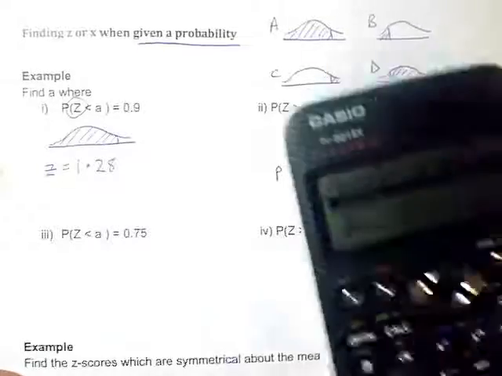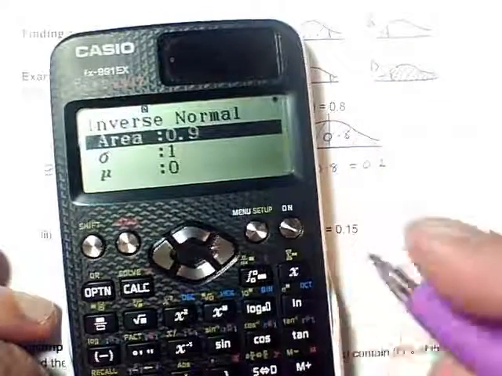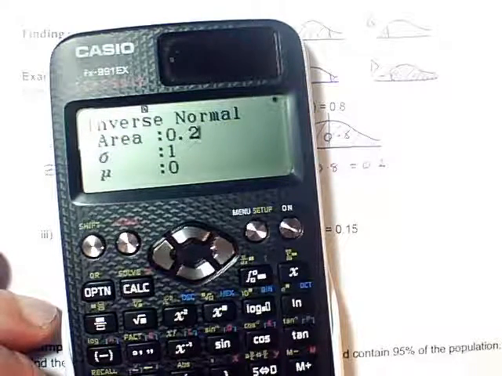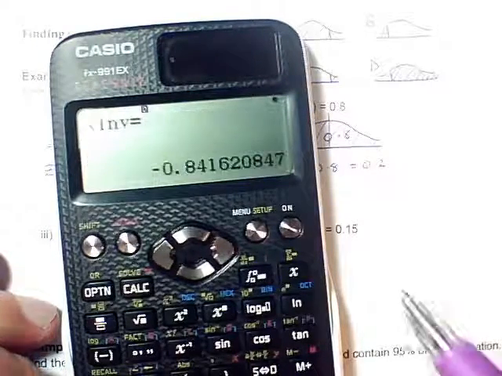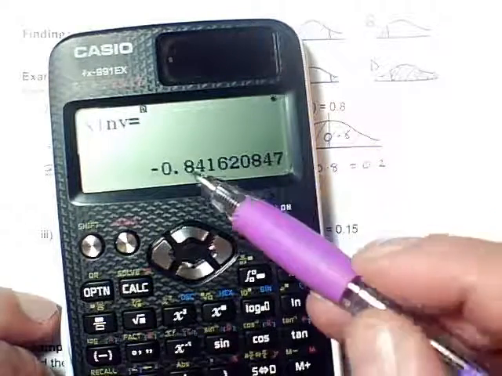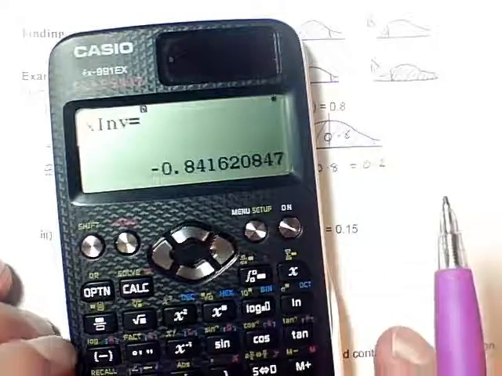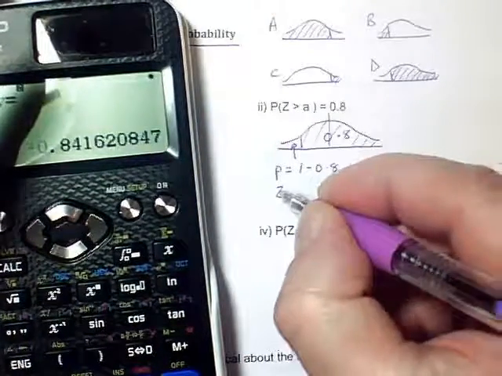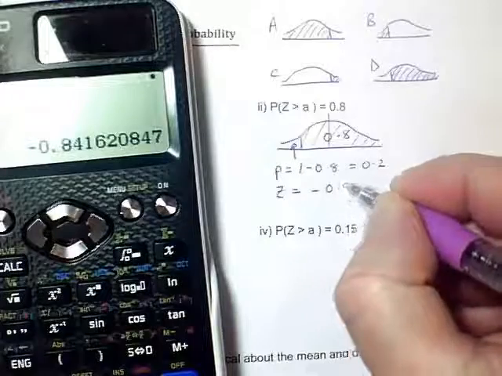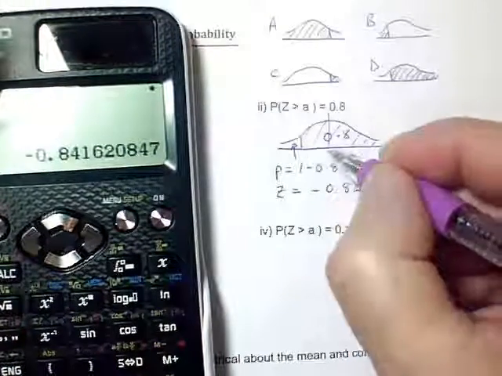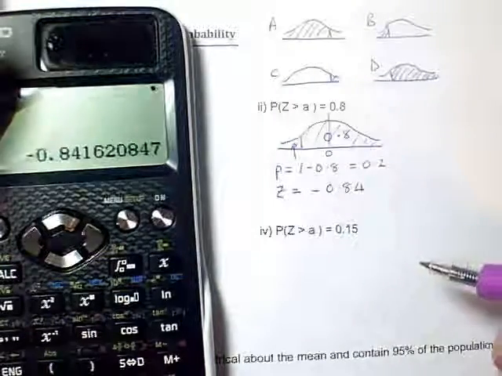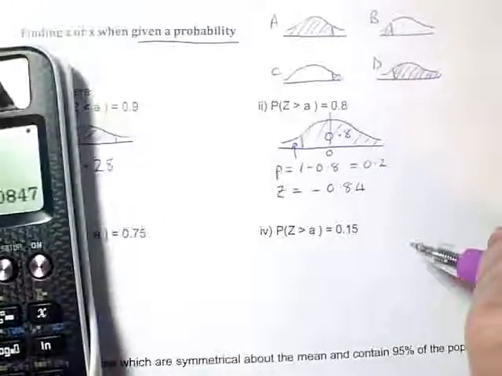So on my calculator, last time I was doing 0.9, this time I'm doing 0.2 for my area. Press equals a couple of times, and that gives me a z value of minus 0.841. Well, I just need 2 decimal places, so it gives me a z value of minus 0.84. And my diagram shows me that's sensible. Z is 0 in the middle, so this one here I'm expecting a negative answer. There's always that built-in check.